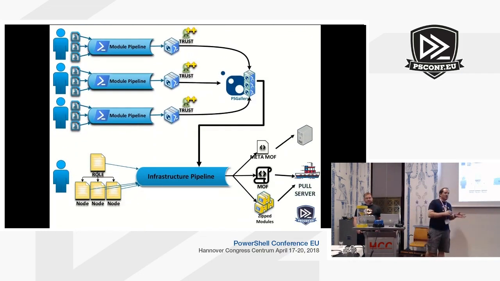So when you have your module pipeline, you actually have pretty much one for each module. Every time you change some source files, it goes through the pipeline, creates a module that you trust because it's already been tested in the pipeline, and you put that into the gallery. So you can have, for DSC, some DSC resources, some modules, some DSC composite configurations, for instance, and then they end up in the gallery, and you can reuse them in your infrastructure pipeline.